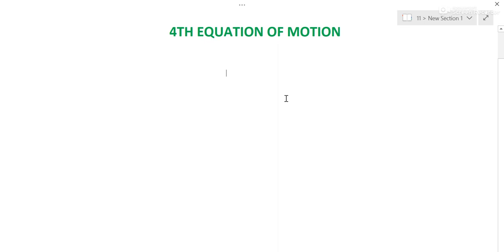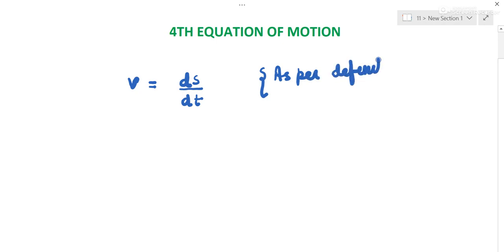So this fourth equation of motion we will derive from the integral calculus method. So we'll begin with v. Velocity is the rate of change of displacement. So this I have written, velocity is the rate of change of displacement, as per the definition of velocity.